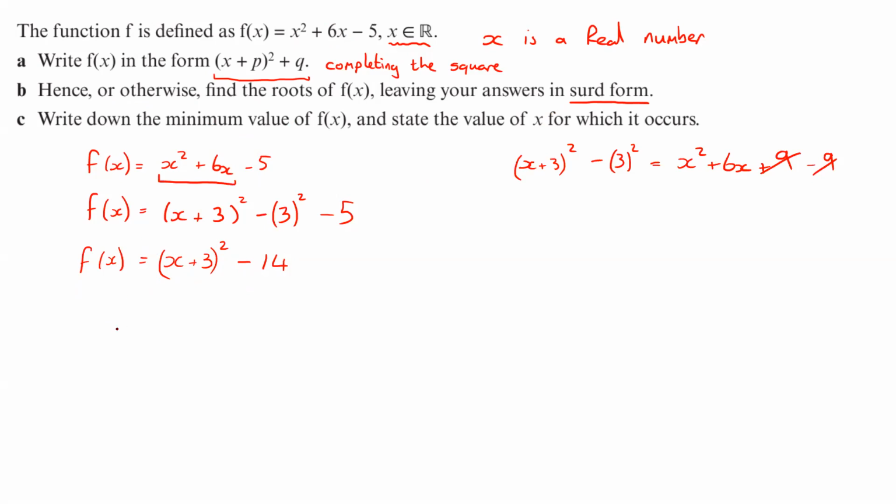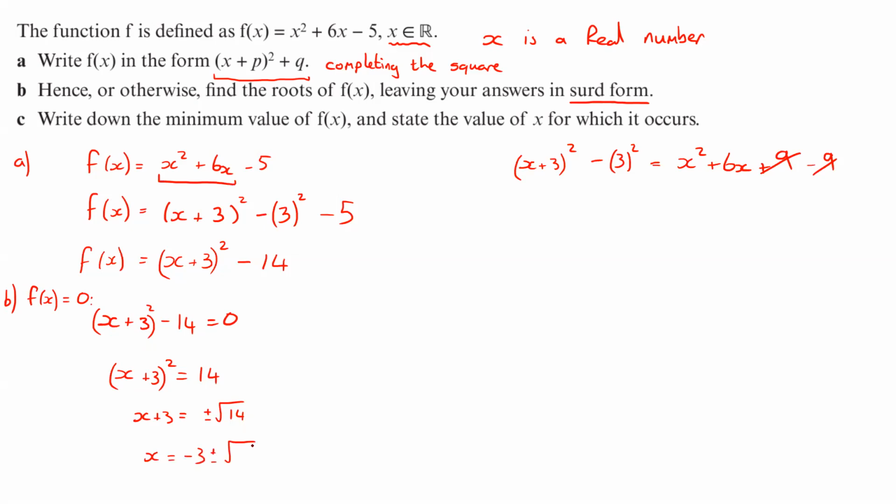So what do we do when finding roots? Well, we set that equation equal to 0. So the roots are when f of x is actually 0. So we've got x plus 3 all squared minus 14 equals 0. Rearranging this, sorry, this is part B, this is part A. Rearranging this, we get x plus 3 squared is equal to 14, and this is just like the last question now. So I'm going to skip through a few little bits here. I've got x plus 3 is plus minus root 14. So x is minus 3 plus minus the root of 14. So that's my final answer for that.